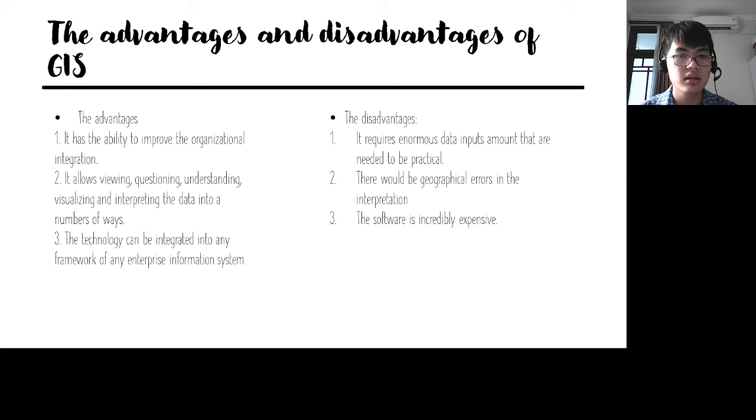Okay, finally, the advantages and disadvantages of GIS, or rather Geographical Information System. The advantages is that it has the ability to improve the organizational integration. It allows viewing, questioning, understanding, visualizing, and interpreting the data into a number of ways. And the technology can be integrated into any framework of any enterprise information system. As for the disadvantage, it requires enormous data inputs amount that are needed to be practical. There would be geographical errors in the interpretation, and the software is incredibly expensive.